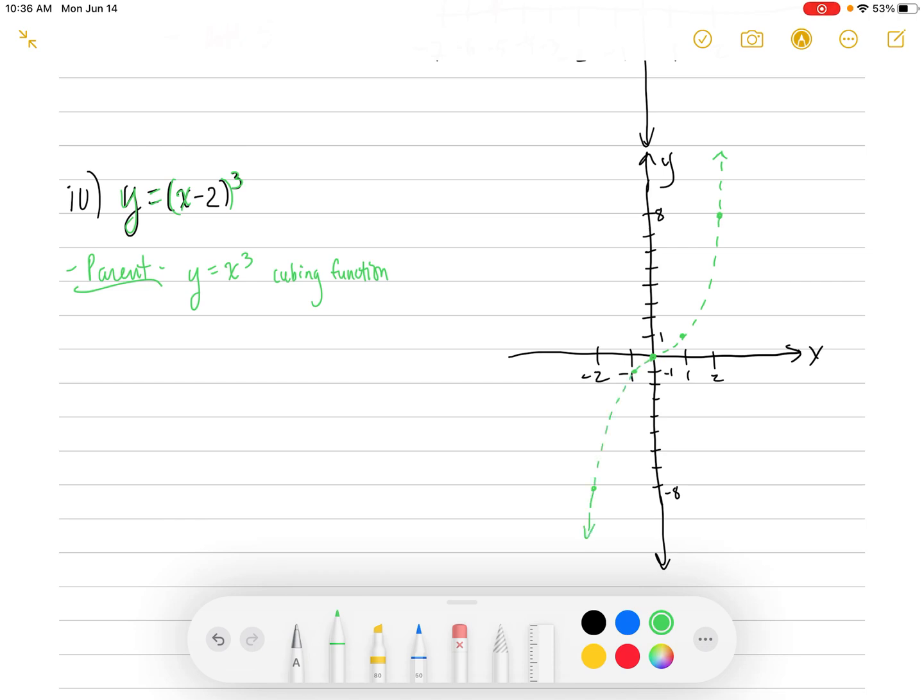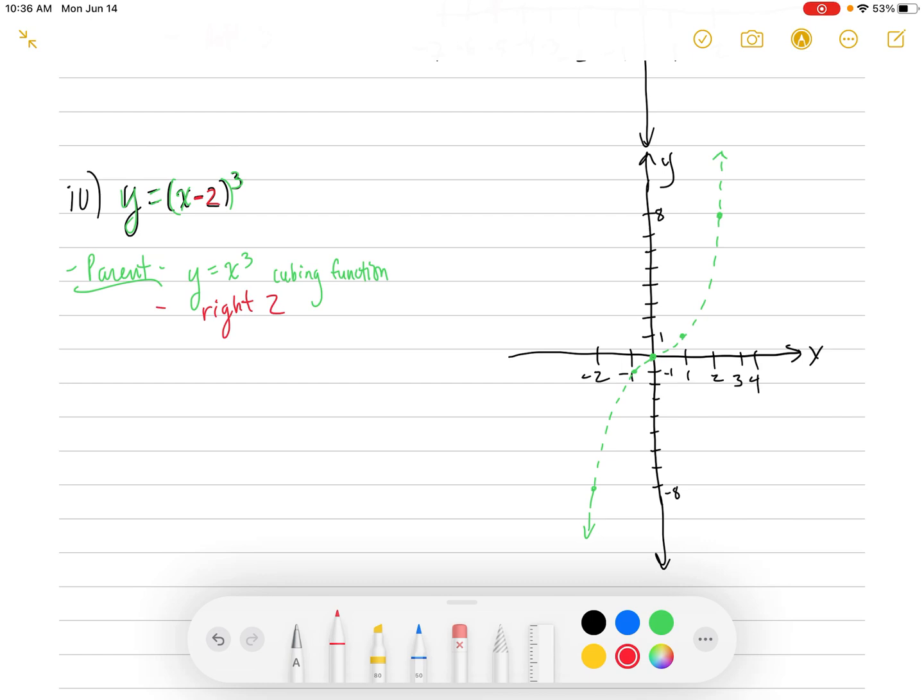Negative 1 cubed is negative 1, and negative 2 cubed is negative 8. And on the left side you have something like this. Now notice that we have a minus 2 inside of the house. That minus 2 is inside of the house, so it's horizontal motion. It does the opposite of the sign, so it's going to move right 2. It's going to move everything over to the right 2 units.